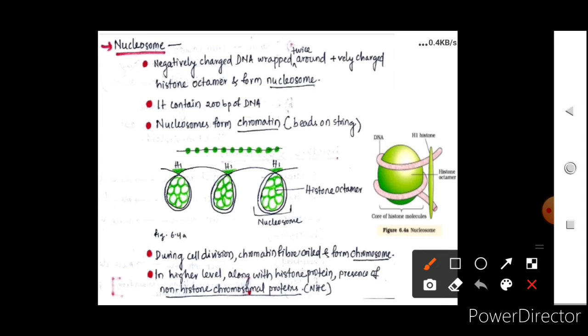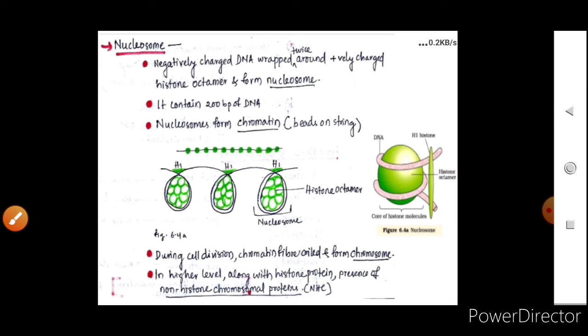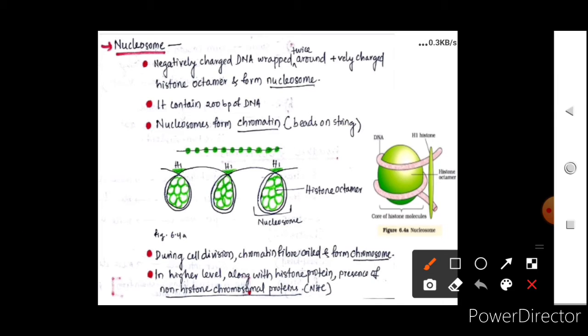Now, what is a nucleosome? A nucleosome is nothing but the negatively charged DNA wrapped twice around a positively charged histone octamer. When we see this structure, this green ball is made up of the histone proteins, an octamer, and the pink thread-like substance is the DNA which is wrapped around the octamer. It contains 200 base pairs of DNA. So this pink part which makes 2 rounds has approximately 200 base pairs of DNA.